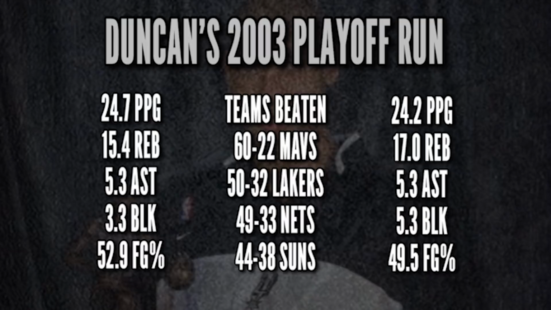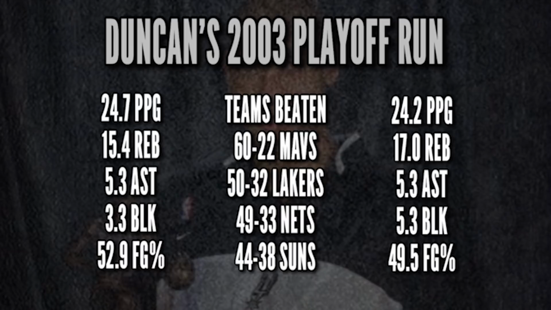And during that run, they beat some all-time great teams. You have the Shaq and Kobe Lakers, Amar'e Stoudemire's Suns, as well as Dirk's Mavs, and in the finals, Jason Kidd's Nets. Now for that 03 playoff run, Duncan once again had superb numbers, 24.7 points per game, 15.4 boards, 5.3 assists, 3.5 blocks on 52% shooting from the field, and he led that Spurs team in points, rebounds, assists, as well as blocks during this playoff run.